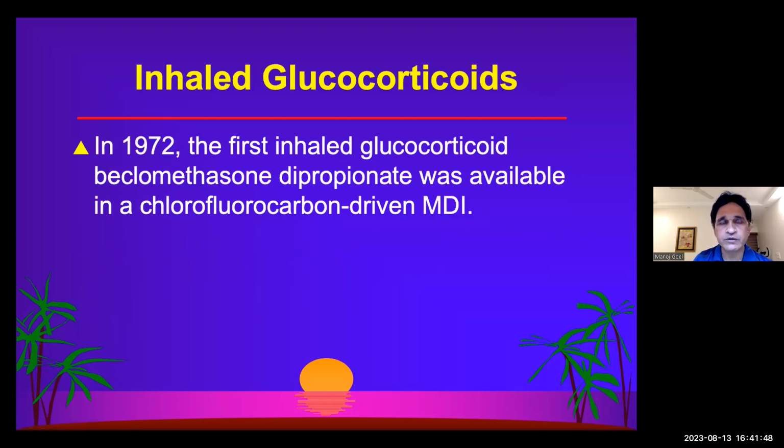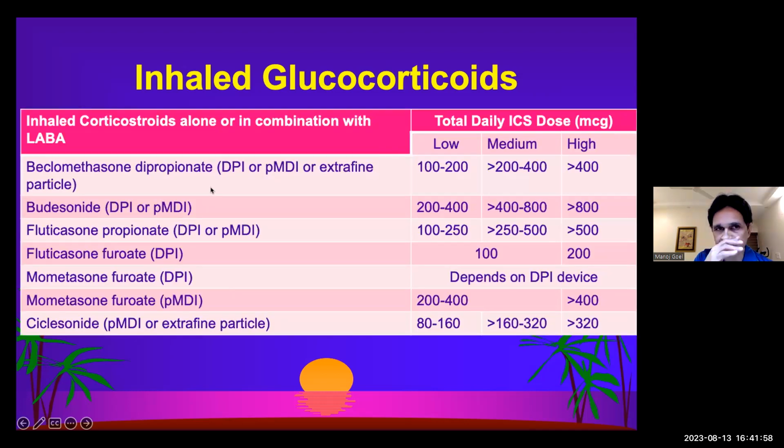Coming to inhaled corticosteroids, just the last few slides. In 1972, the first inhaled glucocorticoid, that is beclomethasone, was introduced as MDI. This is the list of inhaled corticosteroids. Beclomethasone, budesonide, they are available as DPI, MDI. Then fluticasone propionate, furoate, mometasone. Most of the time we are using budesonide and fluticasone propionate. That is the most commonly used inhaled glucocorticoid.